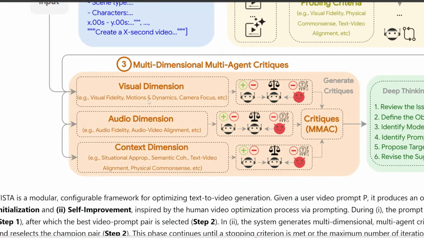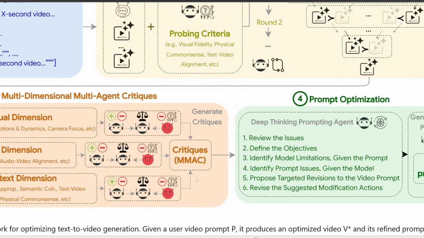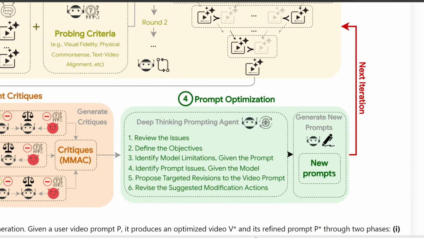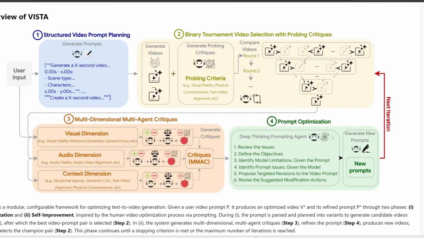And then afterwards, it gets multiple AI agents to critique the videos further, and the user can also add feedback here on which videos they prefer. So for example, these specialized agents will analyze the videos like visual fidelity, motion, dynamics, etc., and also how good the audio is, and then how good the context is. And then afterwards, this feedback is fed through this reasoning agent to rewrite and improve the original video prompt from the user. And then this prompt can also be fed back into this loop.